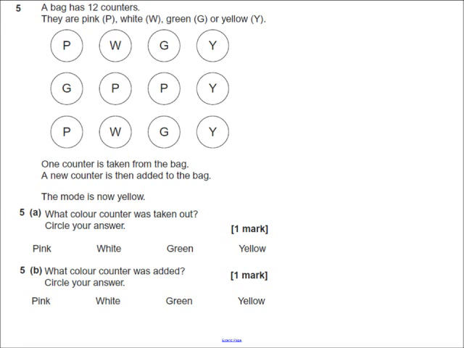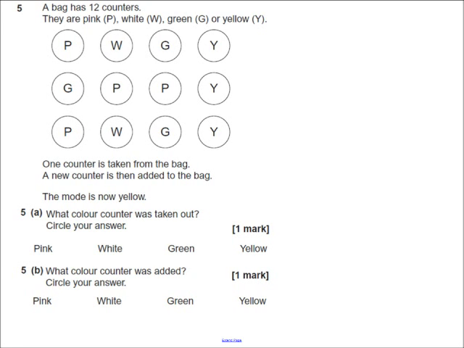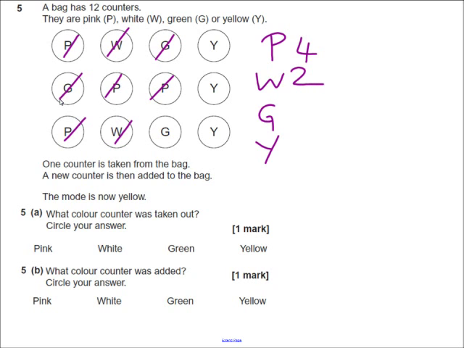So let's look at each of our counters. First of all, we need to write down each of our counters by colour. So we've got pink, white, green and yellow, and we need to do a frequency count of each. So there's 1, 2, 3, 4 pink, 1, 2 white, 1, 2, 3 green and 1, 2, 3 yellow. Now, at the moment, pink is the mode. It has the highest frequency.